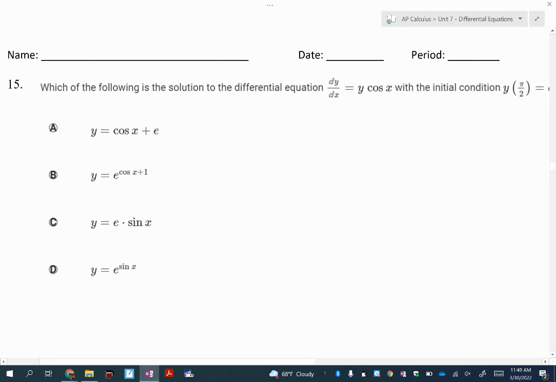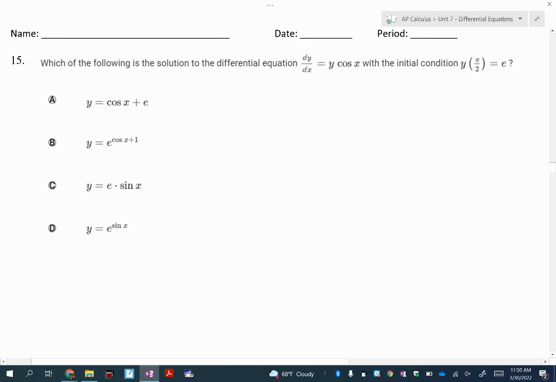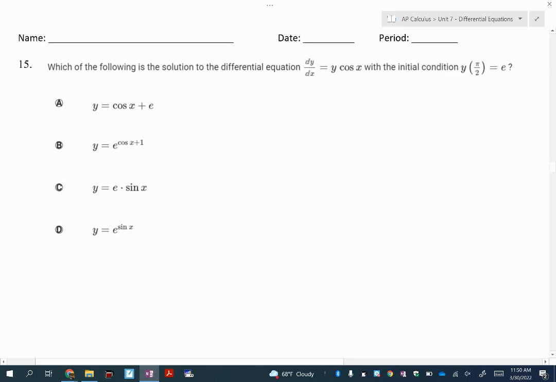Okay, 15. All right, so 15 is a particular solution problem where it's all very similar to the work we've done so far in this video, but now they're giving us an initial condition. So there'll be a little bit more work at the end to make sure I get my particular solution, so we don't have a plus c here. I'm going to move this y to the other side, so to get dy over y equals cosine of x, and move the dx over, so times dx. So this is really y to the negative first power times dy.